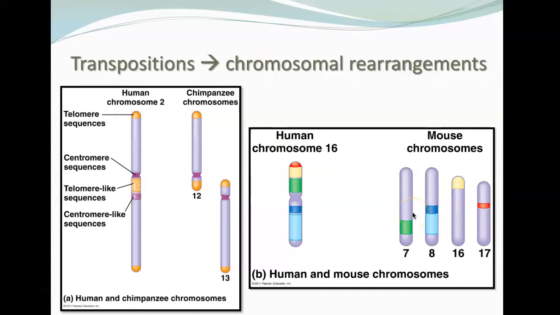The other thing I want to point out in this picture is human chromosome number 16. If you took mouse chromosomes 7, 8, 16, and 17, fused all those together, they would look very similar to human chromosome 16. So transpositions would just be chromosomal rearrangements through the process of evolution that can lead to a new species, basically. So what this is showing is humans and chimpanzees shared a common ancestor, and through the process of evolution, chromosomes fused together, and then humans evolved.